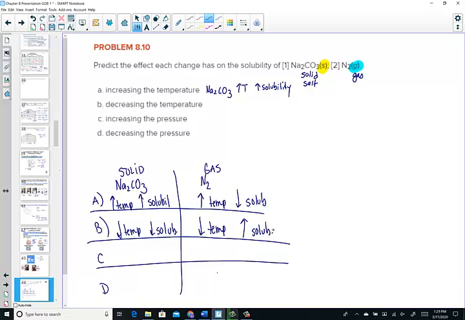Letter C, increasing pressure. For a solid, no effect. If I increase the pressure, I increase the solubility of a gas. Letter D is the same idea. If I drop the pressure on a solid in water, no effect. Pressure affects gases, but if I drop the pressure, the solubility also drops. This is a very key idea.